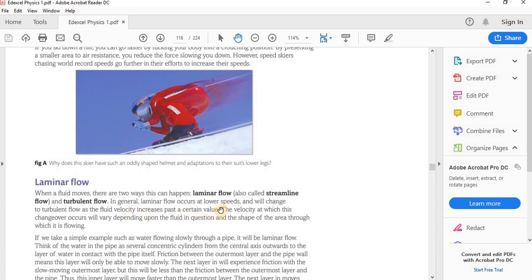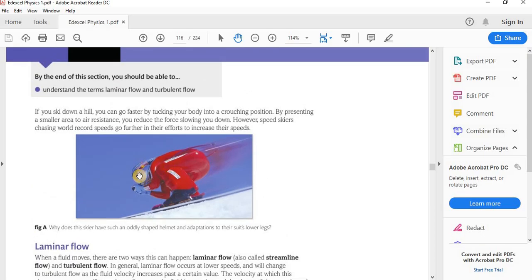past a certain value. So it's very important. The velocity at which this changeover occurs will vary depending upon the fluid in question and the shape of the area through which it is flowing. So if you have something like a very sharp shape, that is like a streamline shape, also we call aerodynamic shape, then the friction will be less because this will have laminar flow instead of turbulent flow.